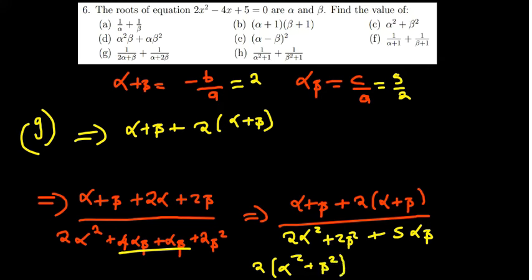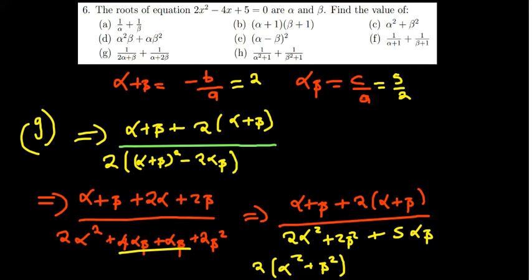Now I believe at this point it shouldn't be a struggle for you to understand the meaning of that. So we already established to say alpha squared plus beta squared is the same as alpha plus beta squared minus 2 alpha beta. So plus 5 alpha beta.